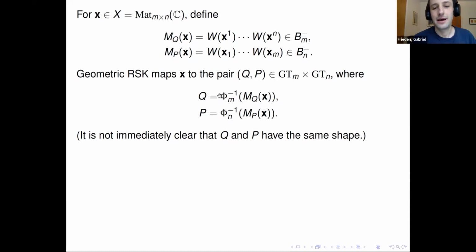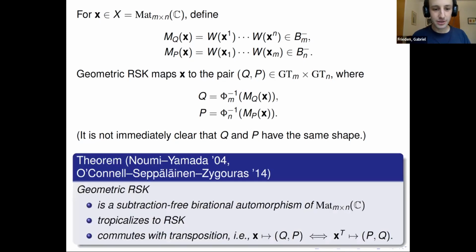And I'm sweeping under the rug the fact that if m is not equal to n, you have to slightly modify this map, because this map wouldn't be well defined, but I'm just going to ignore that. And so it's not immediately clear that Q and P have the same shape, but it turns out that you can basically view the formation of this product as a geometric analog of row insertion.